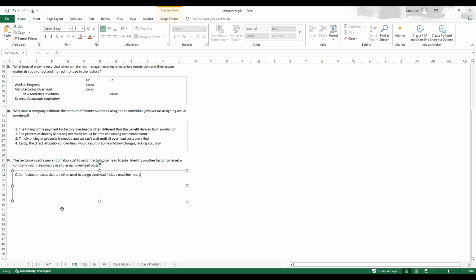So this one, you use a percent of labor cost to assign factory overhead. Identify another factor. Others include machine hours or direct materials cost. So those are two other factors you could possibly use. We use direct labor, but you could have a process where how many hours were used on a specific project with a different machine would be the denominator that you would use, or your base, your factor.